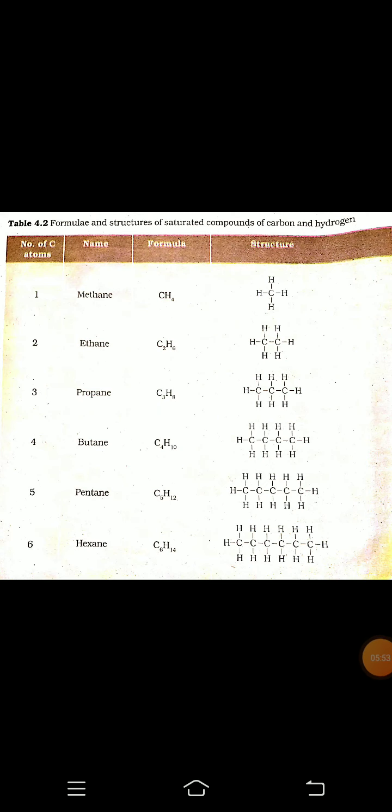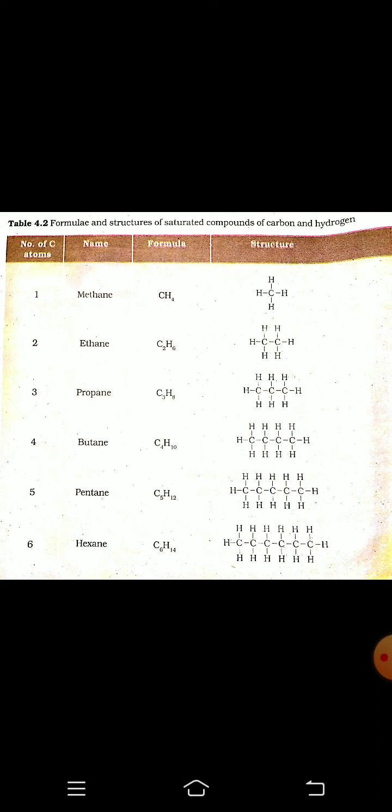Now look at this table, table 4.2. Here we have all saturated compounds which are with single bond, which we have already discussed. Now I will tell you how to remember. This is very important for you to remember for exam purpose also. First is methane, ethane, propane, butane, pentane, hexane.